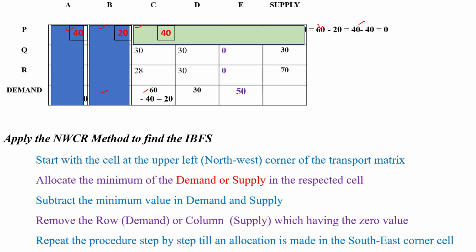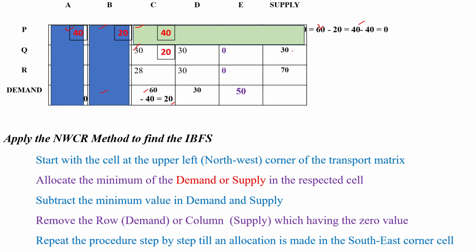Next, select the northwest corner of the transportation matrix. So this is the northwest corner of the matrix. Here we have to allocate the minimum of the supply as well as the demand. Here supply is 30 and demand is 20. Among these two, the minimum is the demand, 20.